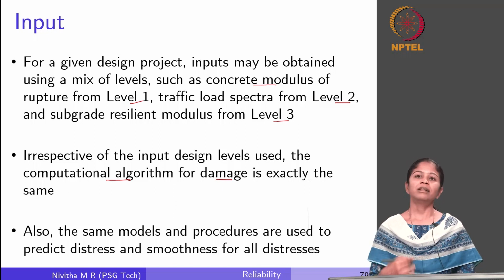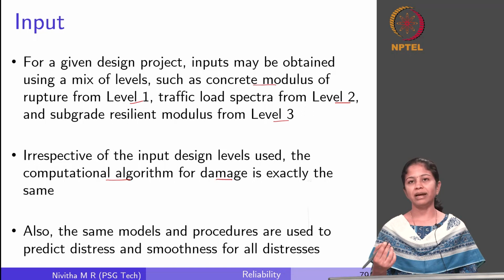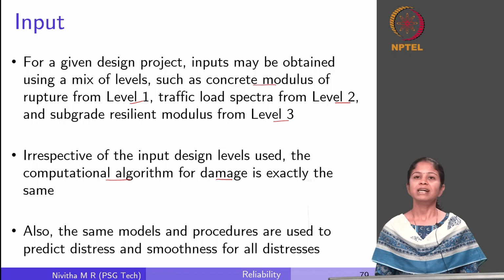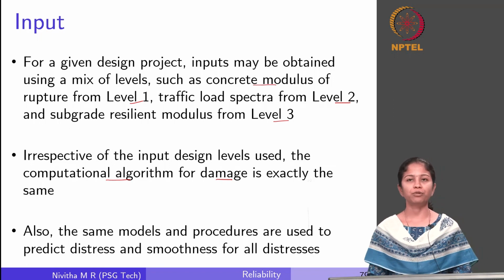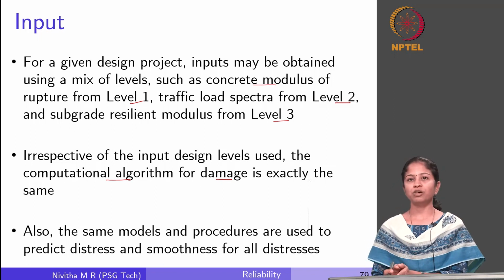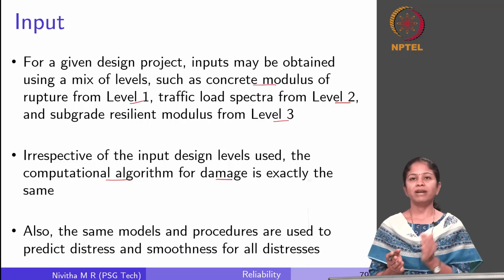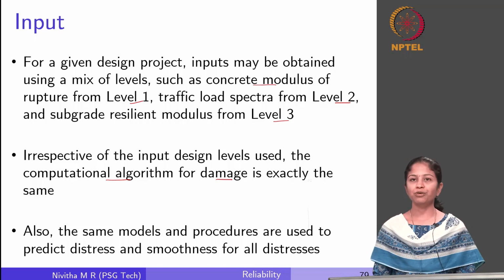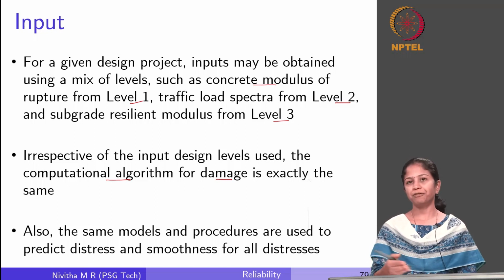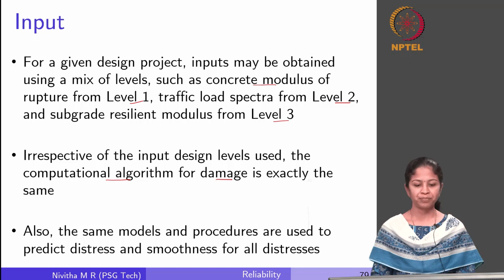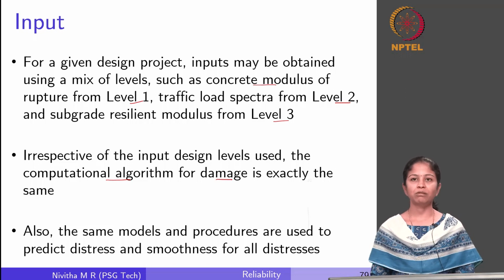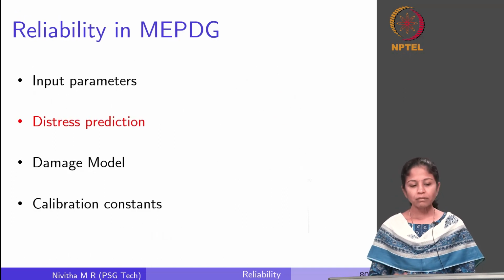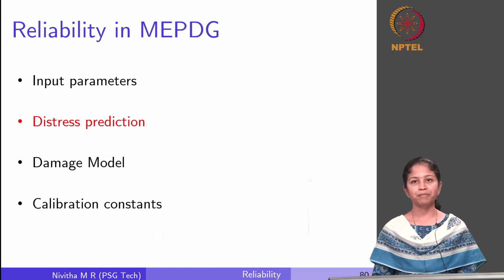Also all your damage prediction models and other performance prediction characteristics will be similar irrespective of the level of input. So, we do not have a separate damage prediction model if we are using a level 1 input or a separate damage prediction model if we are using a level 3 input. The damage prediction is going to remain the same irrespective of which level of input we are using. So, this is something with respect to the input data that we are using for design. So, next we will move on to the distress prediction, right.